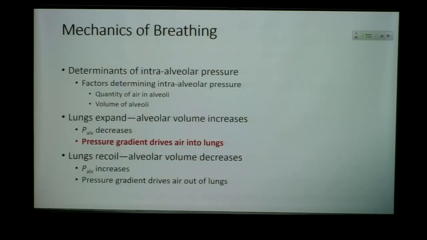So the determinants of intra-alveolar pressure are going to be things like the number of air particles in the alveoli, right? Then how much air is in that alveoli, as well as the volume of alveoli that are involved in gas exchange. So again, pathologies like pneumonia or emphysema can remove a part of the lung that is actively involved in gas exchange. So what really determines our intra-alveolar pressure is the air, as well as how many alveoli are actively involved in ventilation, okay?